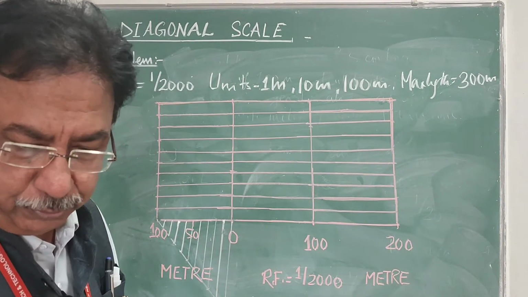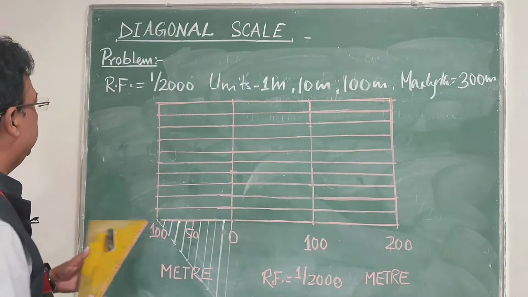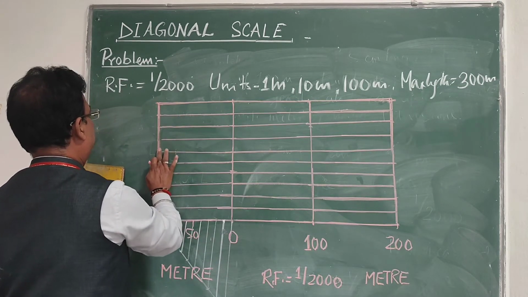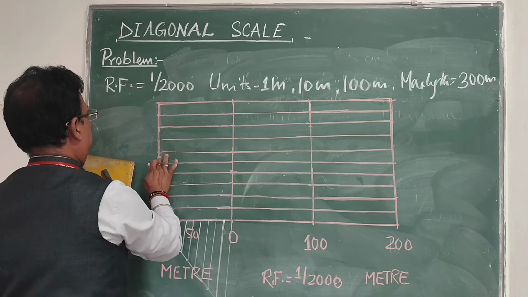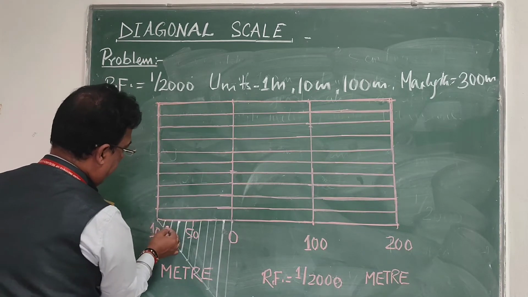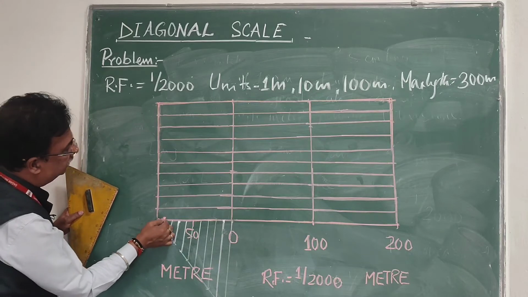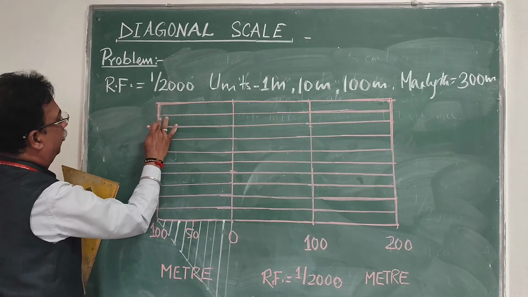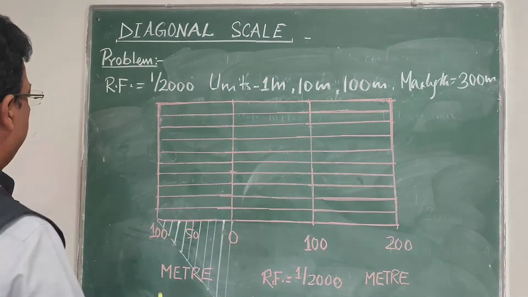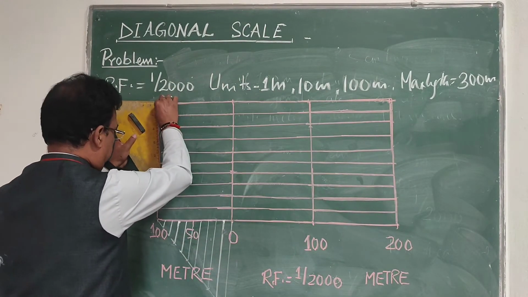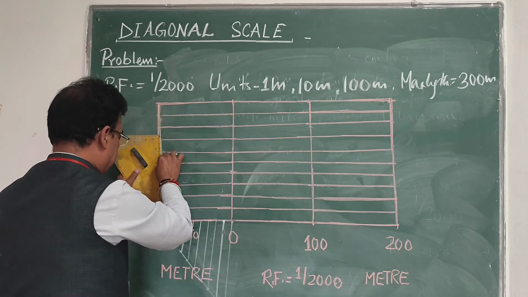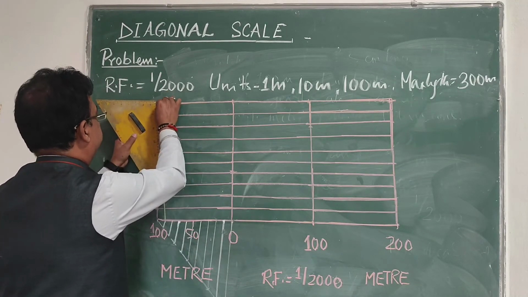Now I am going to draw the diagonal part of this. For that, here in this figure, I am going to join this first part from this side to this extreme left corner. So that is the way. I am going to use a different colored chalk, so that it should be visible to you. So from this point I will join this line like this.